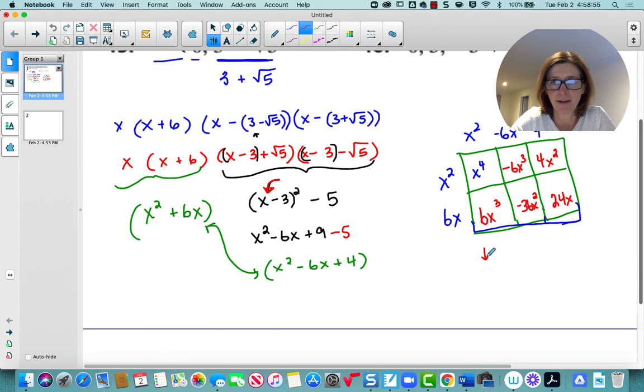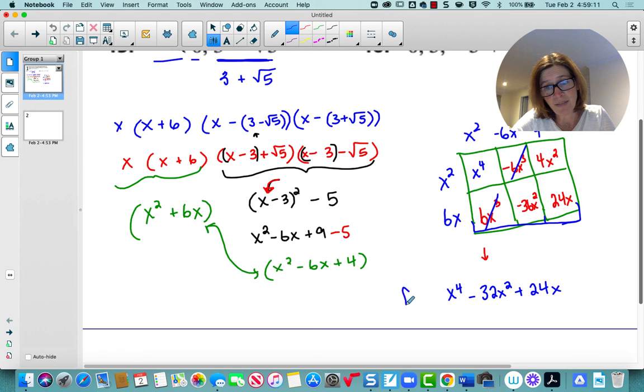I'll come down here. So we can see that these are going to simplify to 0, and we're going to get x to the 4th minus 32x squared plus 24x. We wanted to write it as a function, and it said the leading coefficient was 1, so I don't have to worry about anything else. And so there would be our answer to question number 45.